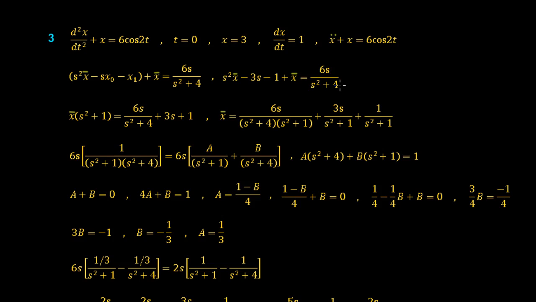Now we can put in our initial conditions: when t equals 0, x0 equals 3 and x1 equals 1. This gives us s squared x bar minus 3s minus 1 plus x bar equals 6s upon s squared plus 4. Now we can take out our common factor of x bar, which gives us this term here, and then we can take the s squared plus 1 down, which gives us this term here.